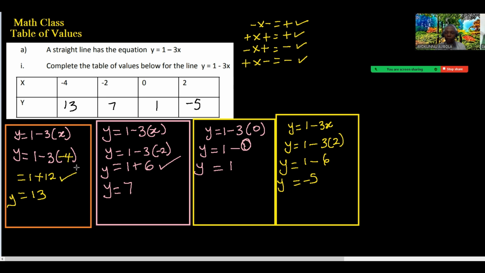Now look at it from the beginning and explain to me. 3 times 4 equals 12 and 1 plus 12 equals 13. That's it. Wait, is it 3 times 4 that gives us 12 or negative 3 times negative 4? No, 3 times -4, which equals 12 plus 1 equals 13.